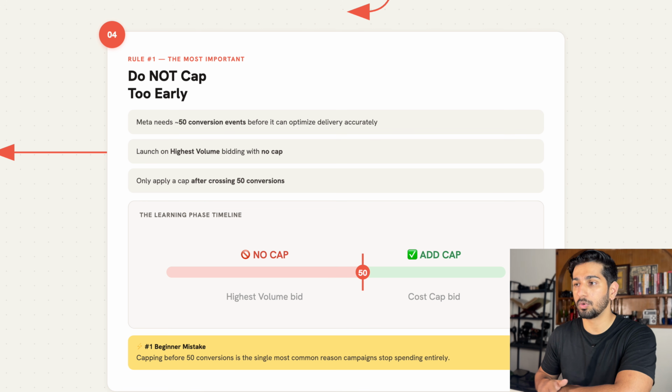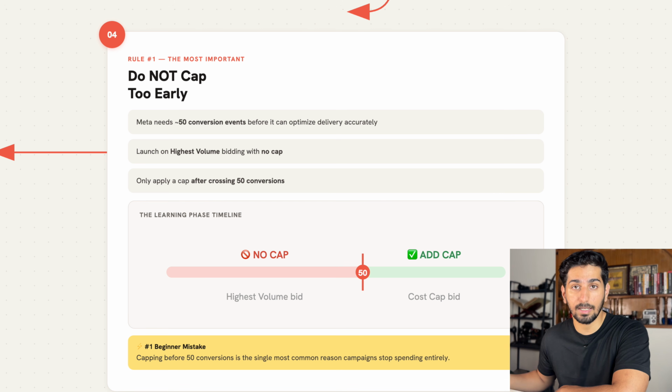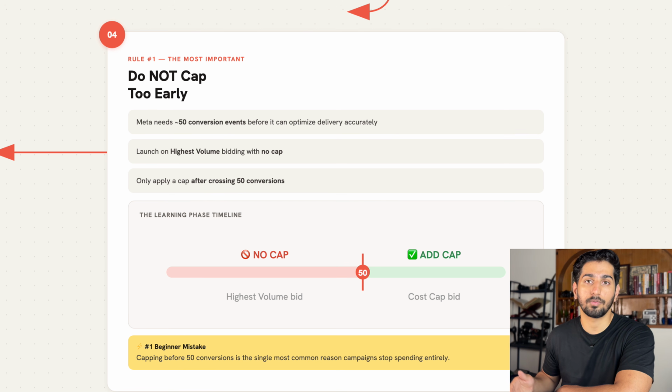A lot of people don't wait for this. A lot of people don't even understand this, and they set a cap too early. Therefore, they see results plummet. The ROAS is bad and the cost cap doesn't work. The problem isn't the cost cap. The problem is you don't have enough data. And for that, make sure your campaign has at least 50 conversion events before you set a cost cap. That is the first thing.